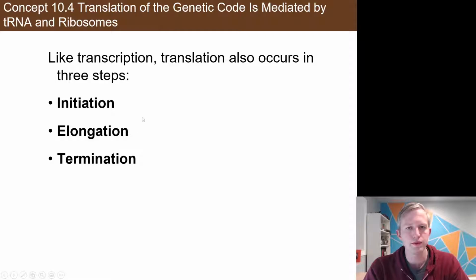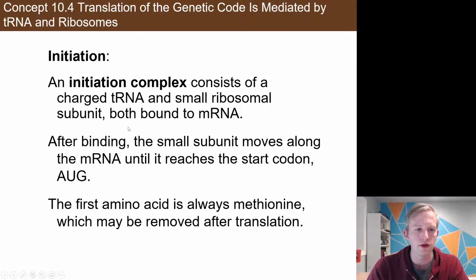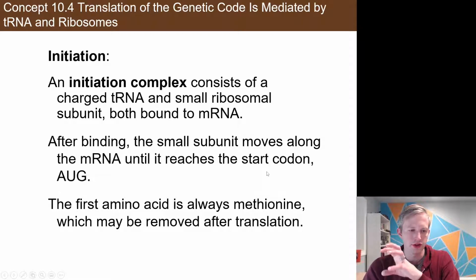And so, similar to the transcription process, we have initiation, elongation, and termination, and very similarly, it's pretty straightforward. The names kind of tell you what's happening. So initiation is where the tRNA and the small ribosomal subunit bind to the mRNA. And then, as I said here, the small subunit moves along the mRNA until it reaches that start codon, and that's when this first amino acid is going to be dropped off. Now, that's always methionine, and I think it's important just to note that it is often removed.